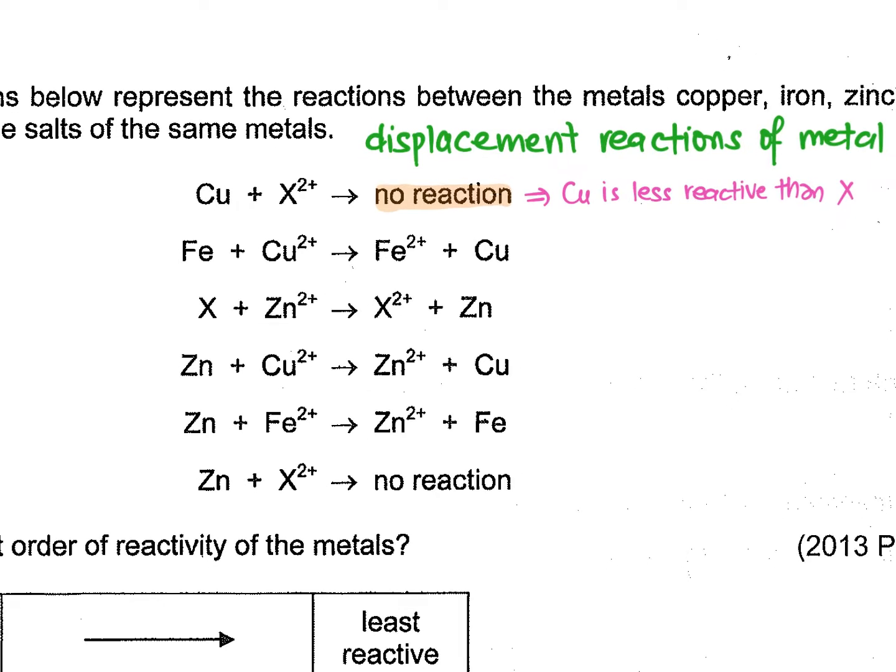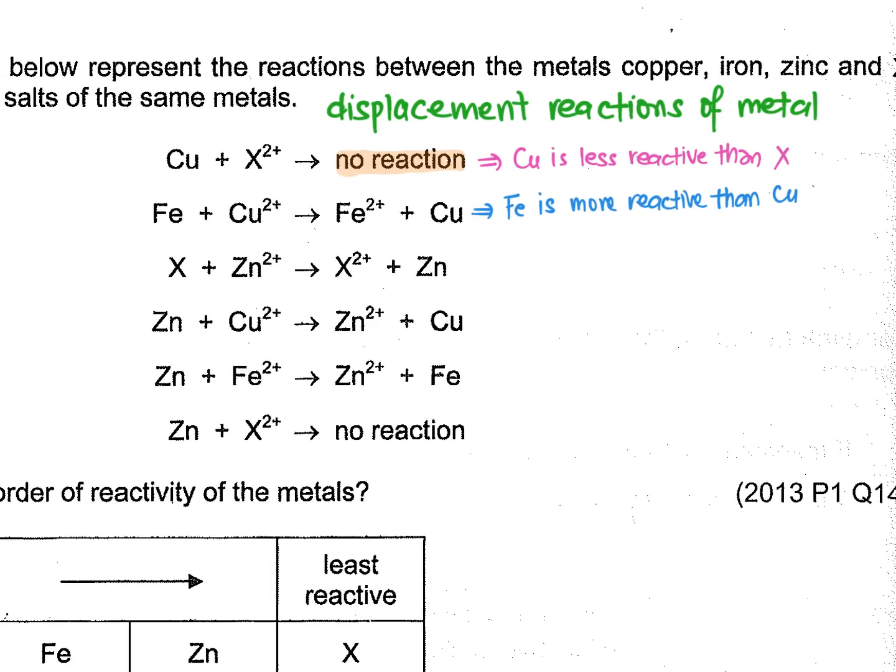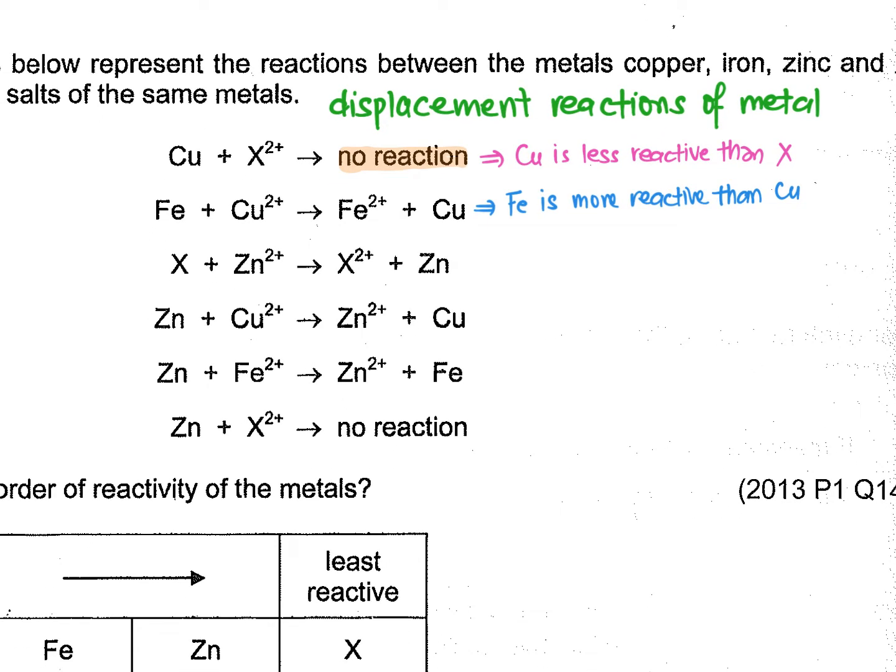If you look at the second reaction, you realize that when iron reacts with the copper 2+ ion, you actually form iron 2+ ion and copper. So there's a reaction taking place. What you can conclude from here is that iron has displaced copper from the copper 2+ salt solution. Therefore, iron is more reactive than copper. If you run through the list, you'll be able to then talk about the reactivity for the metals involved.